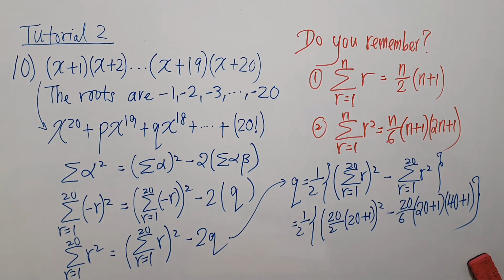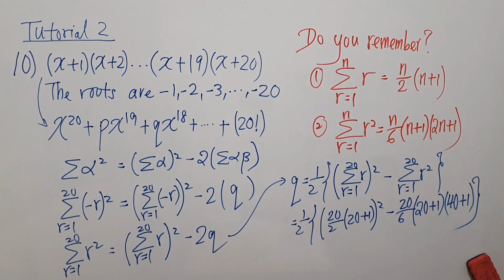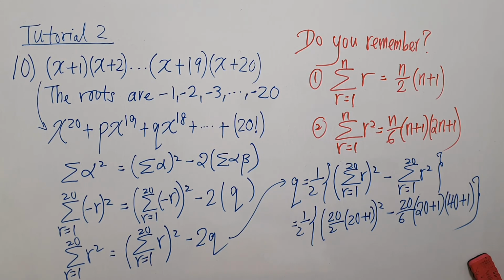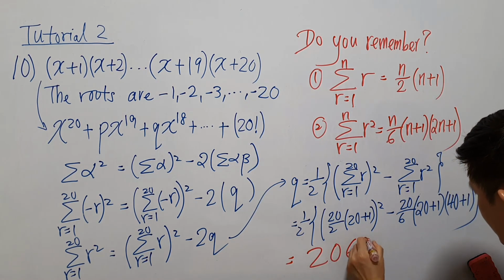And then the next thing is, you just need to use a calculator to get the answer. Let me use my calculator. This is going to be 21,210 squared minus 20 over 6 times 21 times 41 divided by 2. Okay, 20615. So indeed you will get 20615.